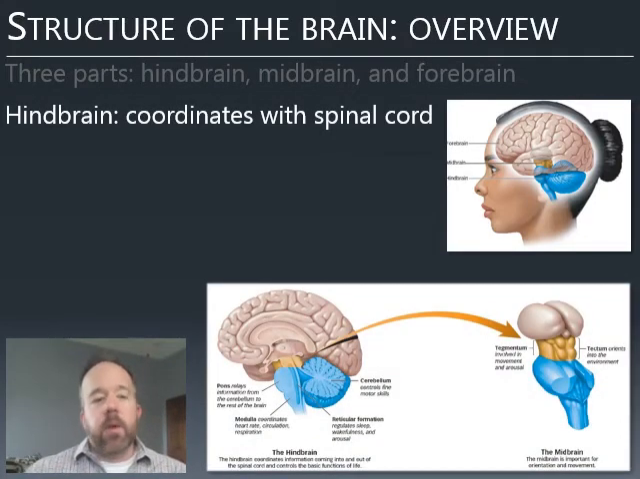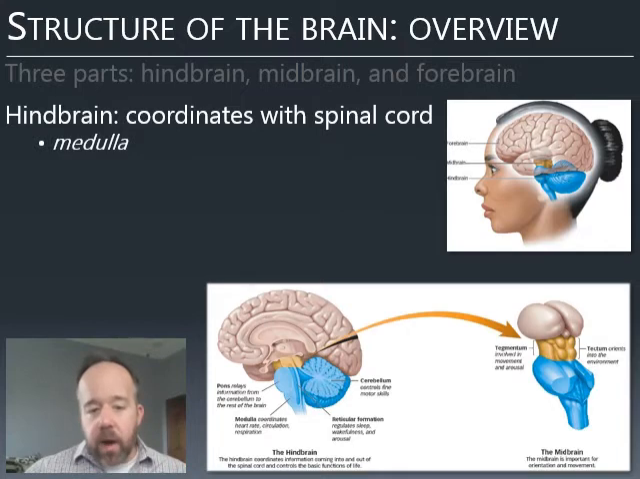We'll start with the hindbrain. And the hindbrain is, evolutionarily speaking, the oldest. So it carries out some of the really basic functions of the nervous system. You don't do a lot of thinking with your hindbrain. Your hindbrain coordinates with your spinal cord to deal with information coming in and out of the body.